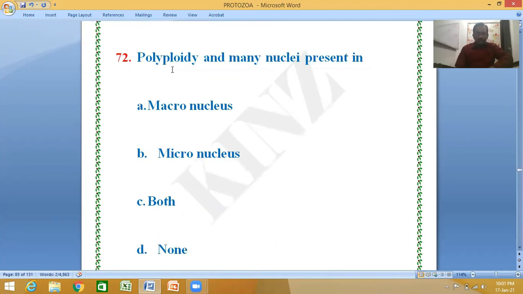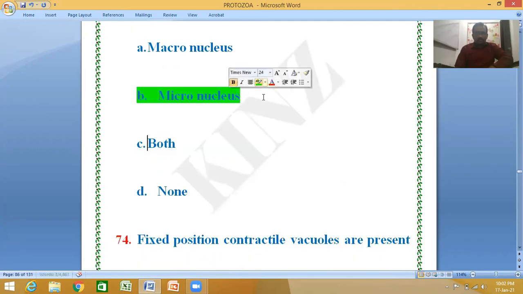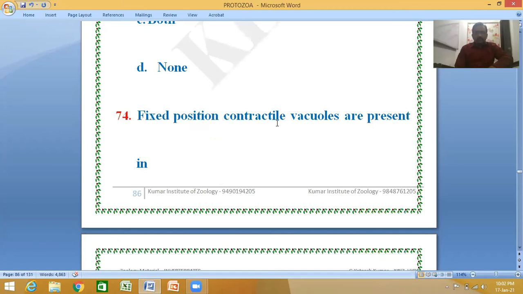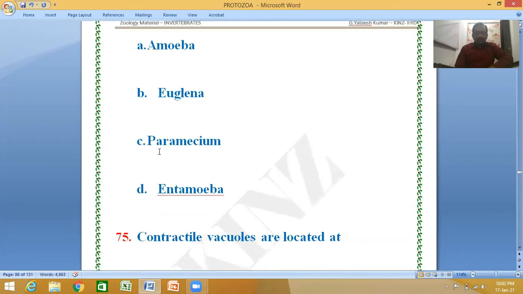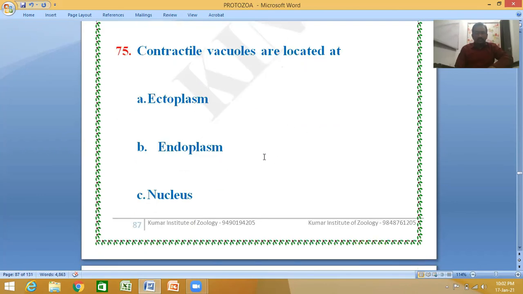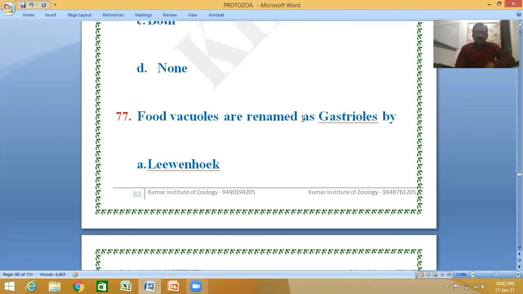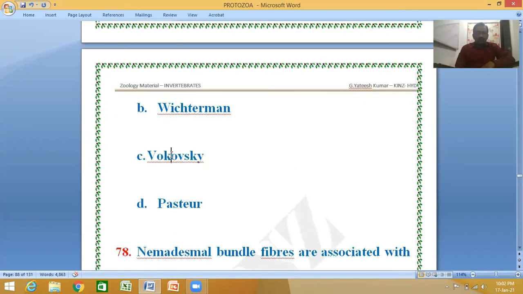Polyploidy and many nuclei are present in the macronucleus. Reproductive activities in Paramecium caudatum are controlled by the micronucleus. Fixed position contractile vacuoles are present in Paramecium. Contractile vacuoles are located at the endoplasm. Non-contractile vacuoles are called food vacuoles. Food vacuoles are renamed as gastrioles by Wolowski.